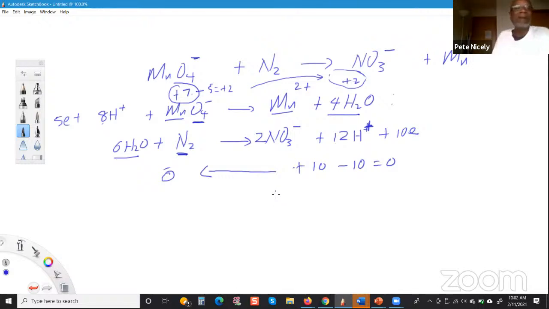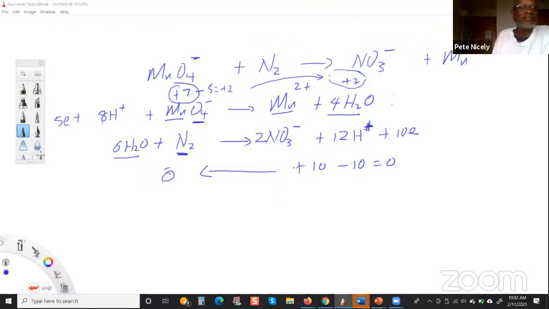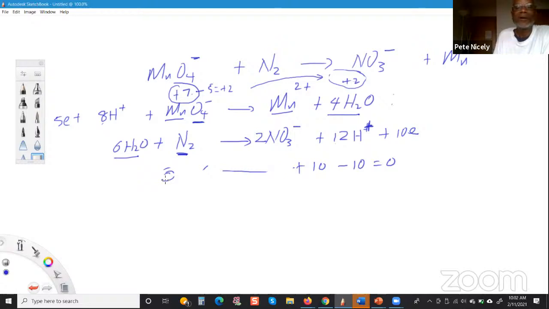So now that we have balanced the charges and all the atoms, the next step is to make sure that the number of electrons lost and gained are the same, all right? And then we do the addition afterwards. So if you look at this situation so far, we have 5 electrons here in the reduction half reaction, and we have 10 electrons here in the oxidation half reaction. So we need to make sure that the number of electrons lost and gained are the same.